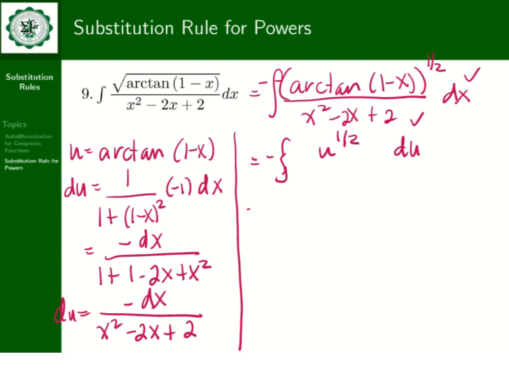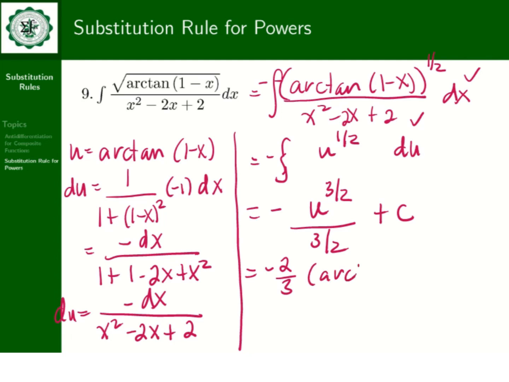So the integral now is negative u raised to 1 half plus 1, so that is 3 over 2, over 3 over 2, plus c. Getting its reciprocal, we have negative 2/3. Let us also replace u with our base. So this is arctangent of 1 minus x, raised to 3 over 2 plus c.